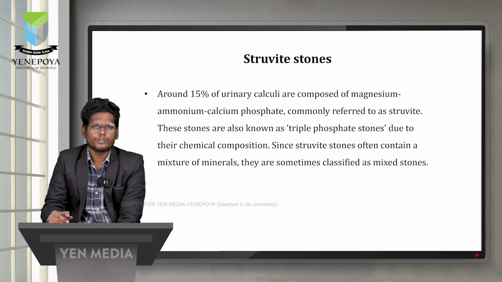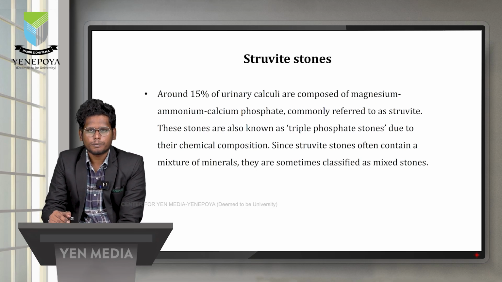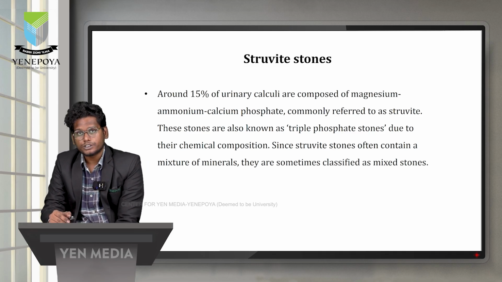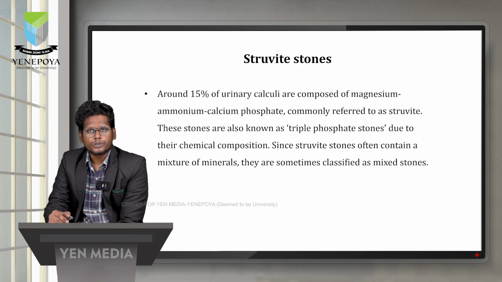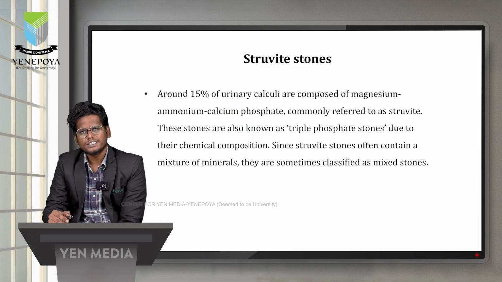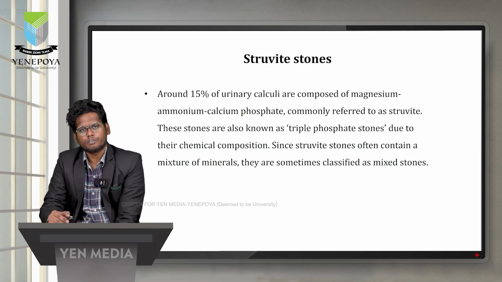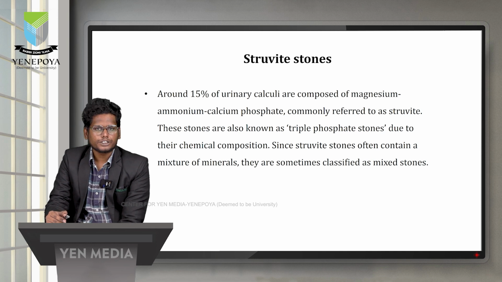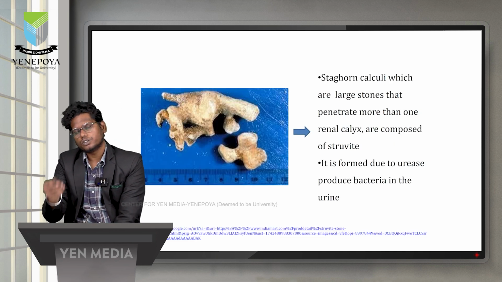And struvite stones. About 15% of urinary calculi are composed of magnesium, ammonium, calcium, and phosphate, commonly referred to as struvite stones. The other name of struvite stones is triple phosphate stone due to the chemical composition. Since struvite stones often contain a mixture of minerals, they are also called mixed stones. So this is how the struvite stones will look like.